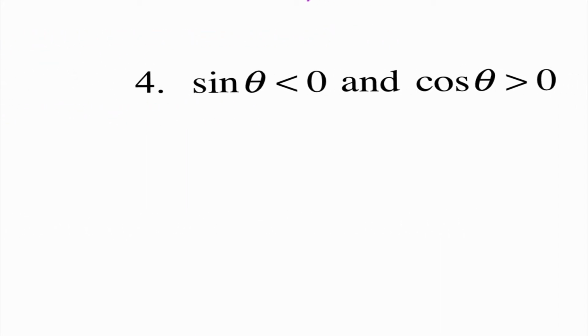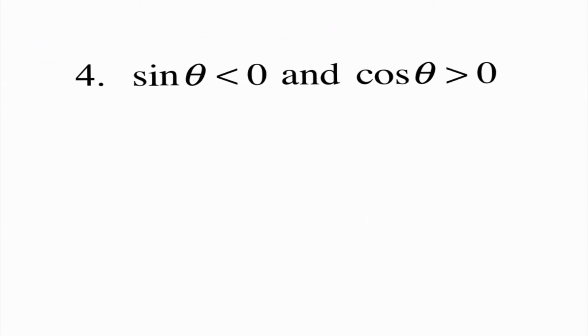So let's step it up a notch here. Okay, number 4, it's asking us, in what quadrant is sine negative and cosine is positive? So the way that I think is easiest is to look at these as two separate problems and then look and see what do they have in common.